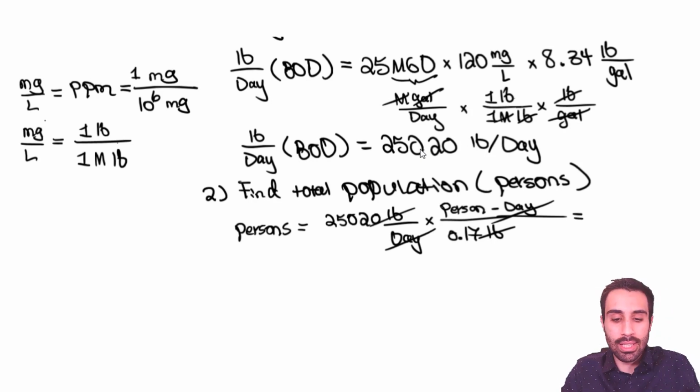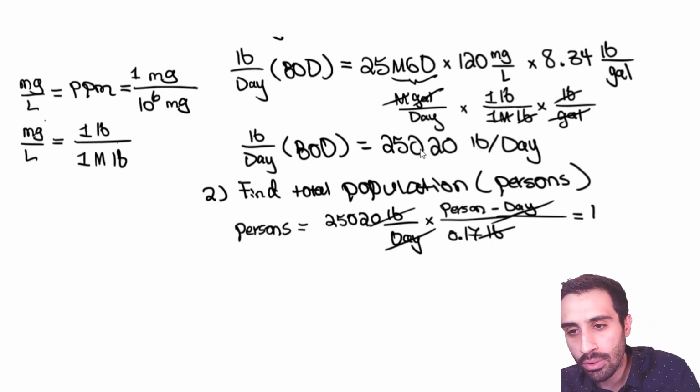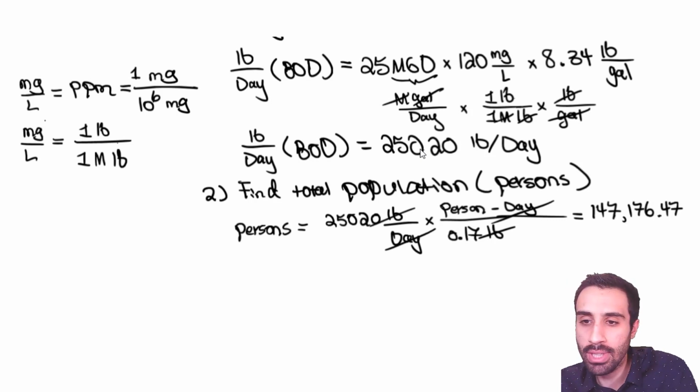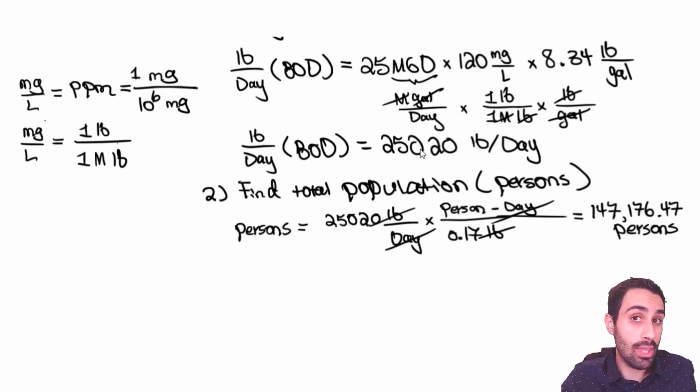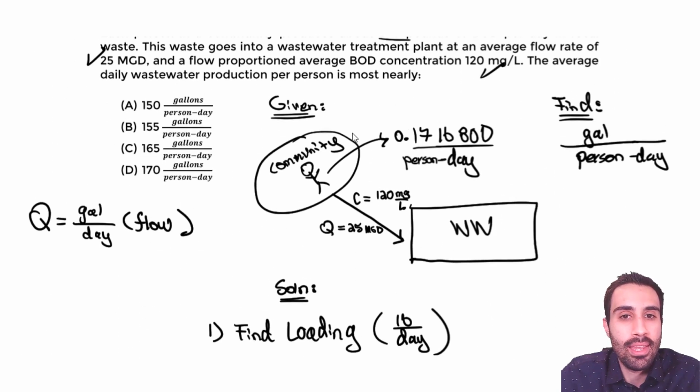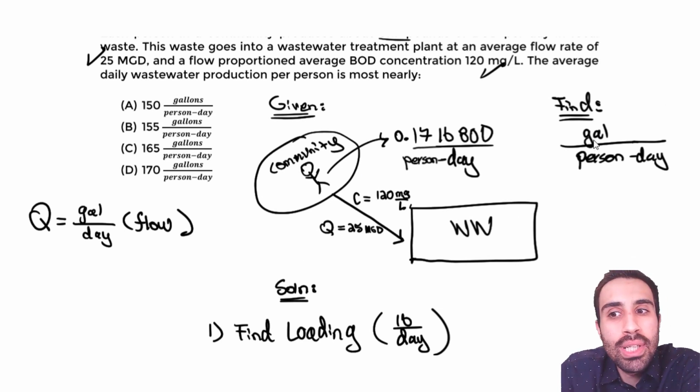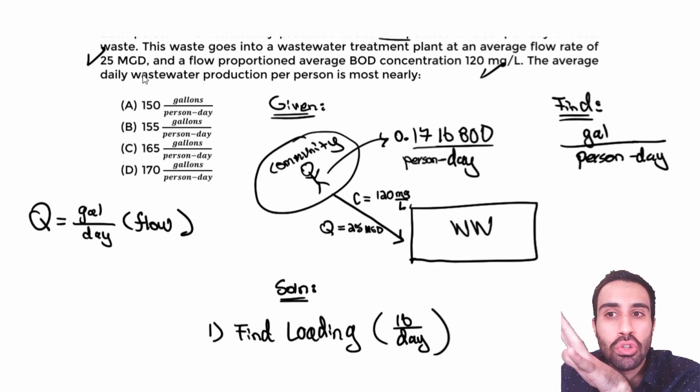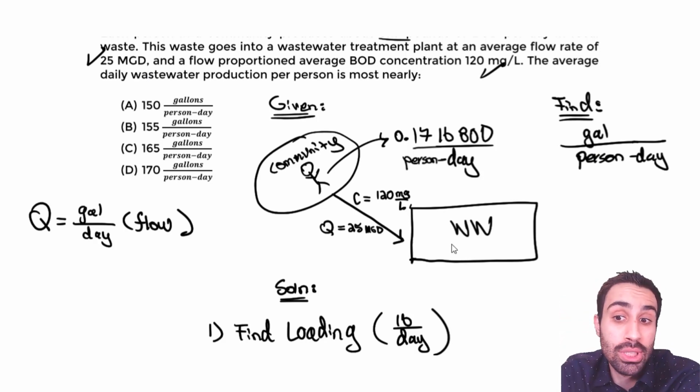So doing that, we take the last value we got divided by the 0.17, and we should get about 147,176 persons or people or capita. This is the total population. So again, that might be a question on its own. So now the last step is to find the goal, gallon per day per person. So what we can do is take our 25 MGD, because we know that doesn't change. That's the total flow rate, the average flow rate that goes into the plant.